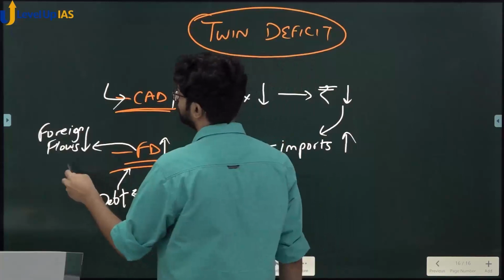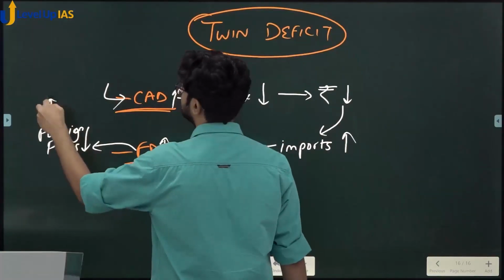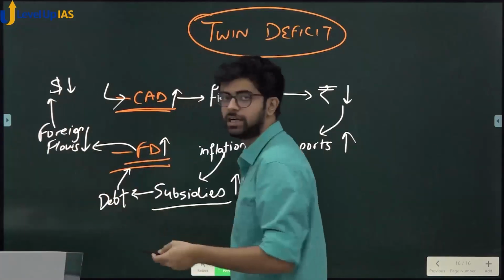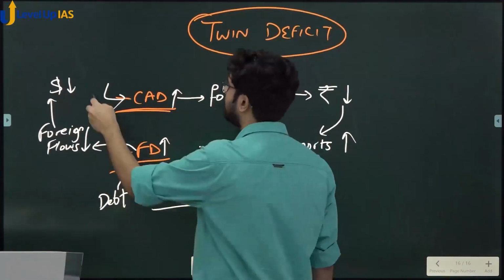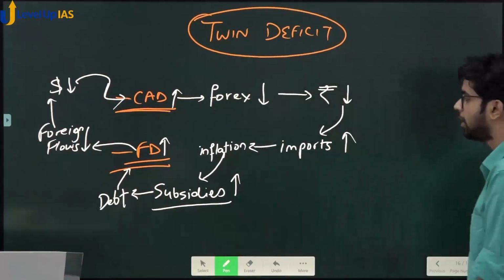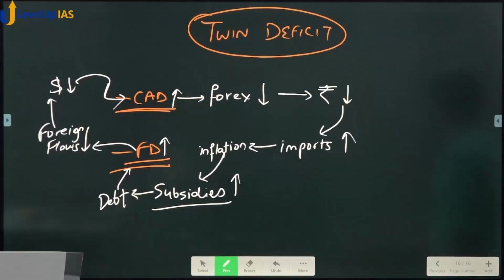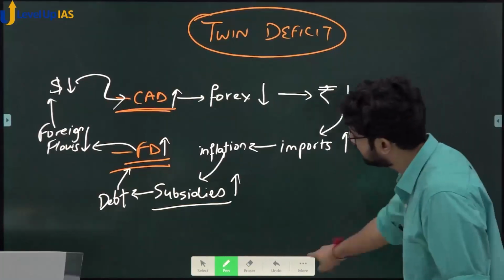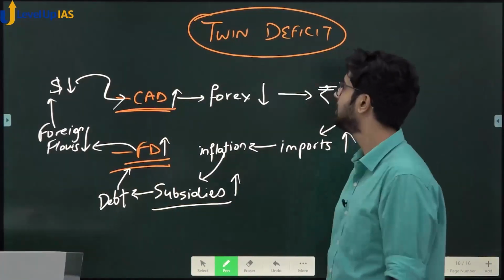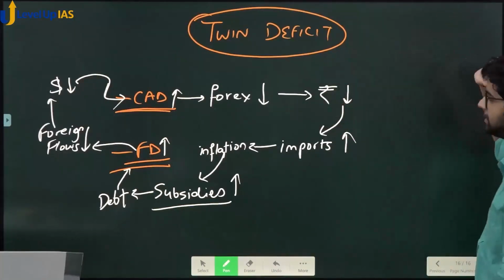When foreign flows reduce, what will happen? Dollars go away, dollars reduce. When dollars reduce, what will happen to your day-to-day transactions? Current account deficit would increase. ठीक है? Can we say it's a very cyclical process? At any stage, whatever starts, this happens. This is called twin deficit.